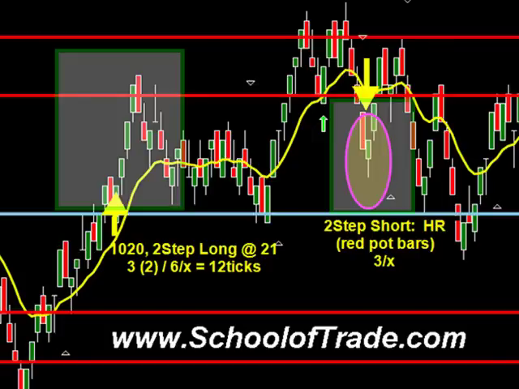Then the second target of 6 ticks, we take 1 contract off, and then we reserve 1 contract on a 4-contract account for the runner. So we get the first 2 targets filled, plus 3 plus 6, which totals, of course, 12 ticks there, because we take 2 off at the first contract.